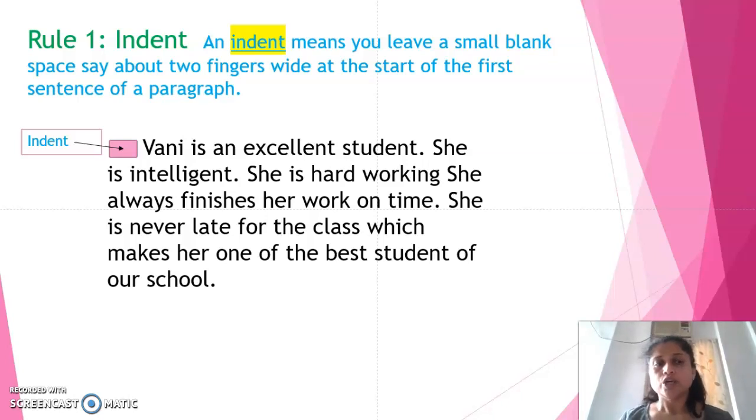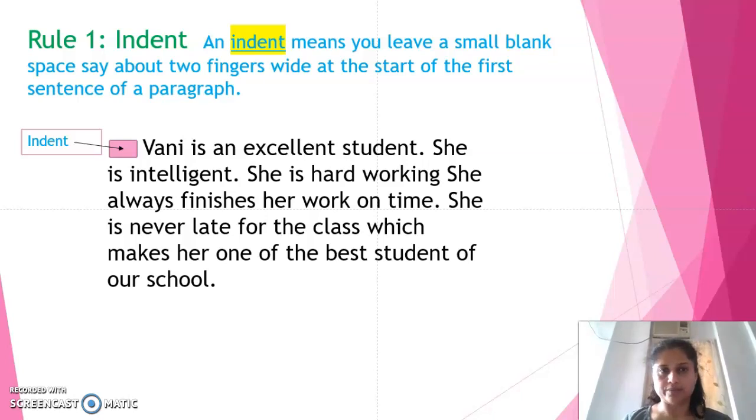One more thing to pay attention to while writing a paragraph is that you should write your paragraph in complete sentences. That means your line should not move out of the end border of your page because that doesn't look nice, it looks messy. Next rule that we have to look into is rule number 2.